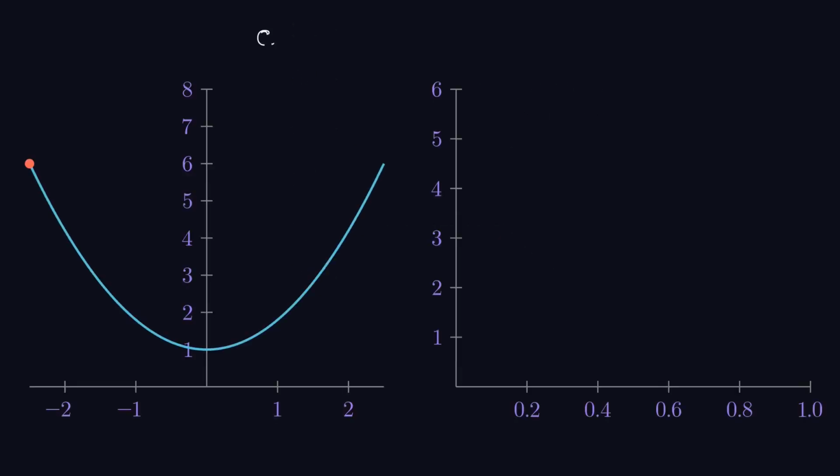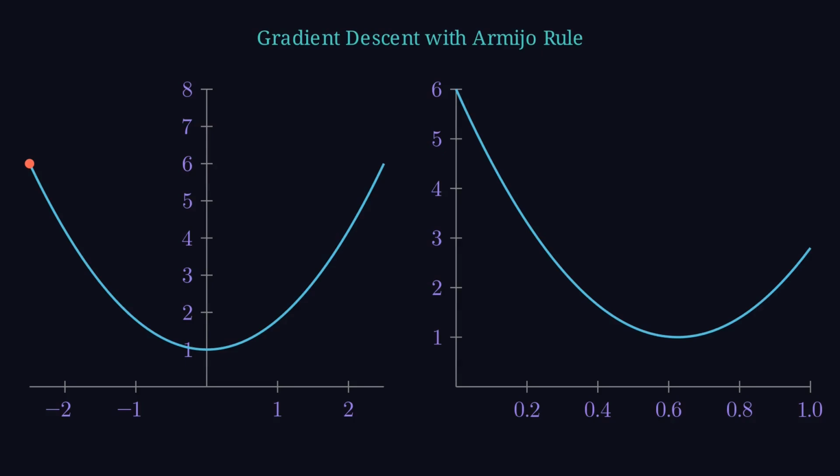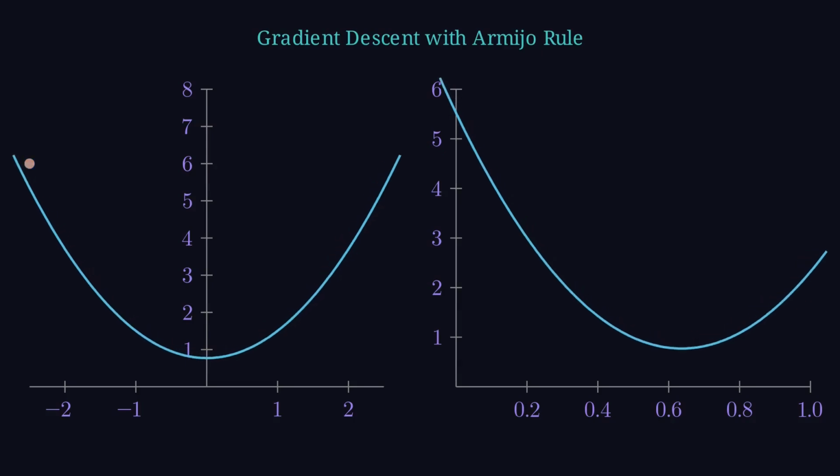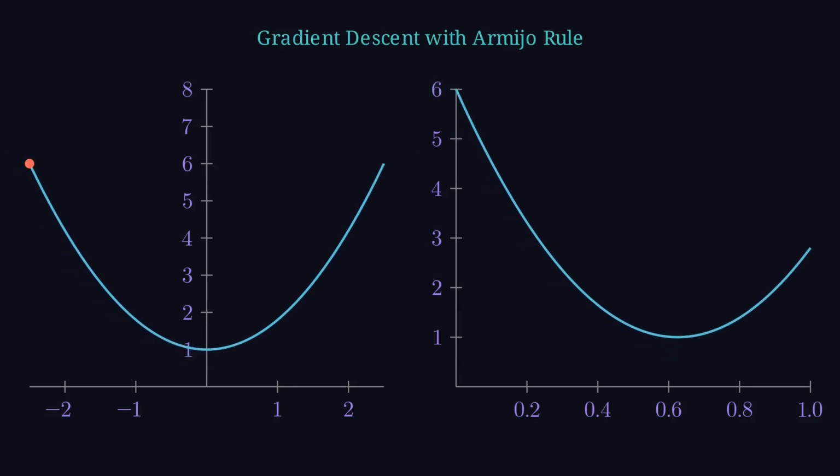In this gradient descent example, we have the objective function on the left and the line search function on the right. Both look similar. Typically, we don't reach the exact minimum in one step, but since this is a one-dimensional convex function, it is possible.